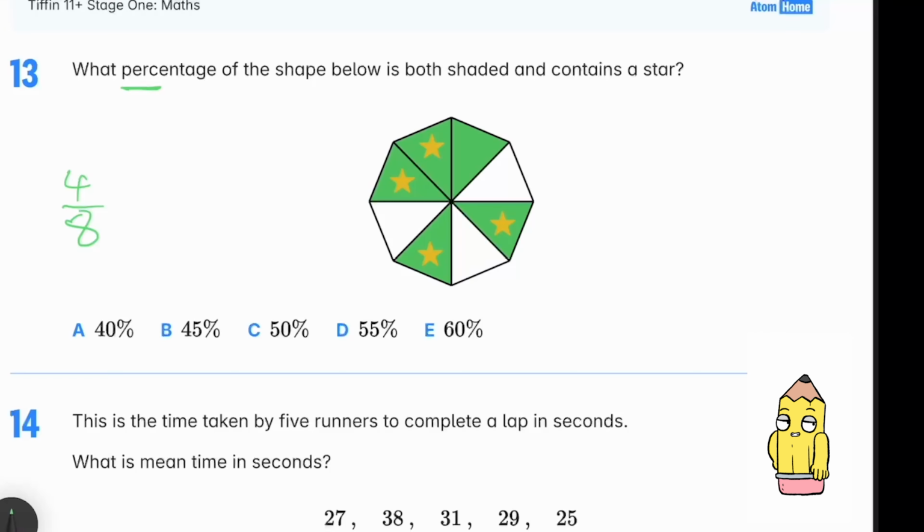over 8. To find the percentage, we need to find an equivalent fraction. So once again, that is equivalent to a half. So ultimately, we know that's 50 over 100, or shall we say 50%.